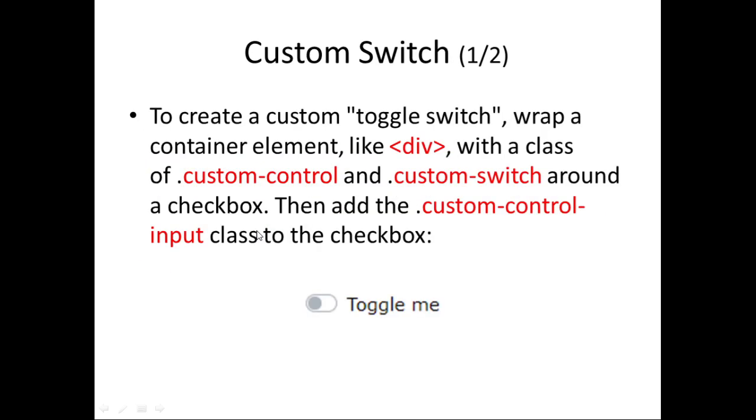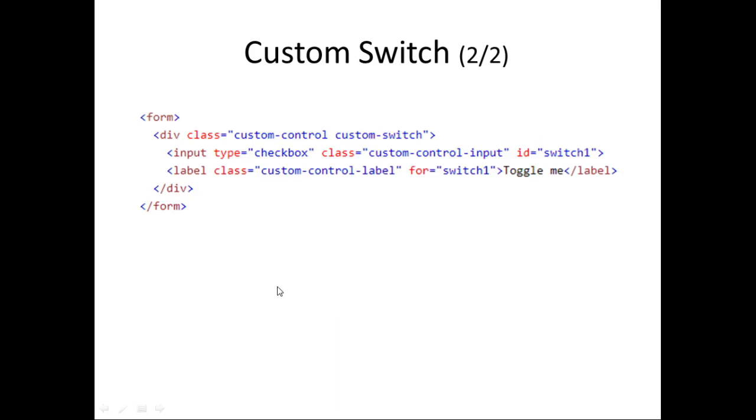For the custom switch, to create a custom toggle switch, wrap a container element like a div again with the classes custom-control and custom-switch around a checkbox. So it is also a checkbox. Then add the custom-control-input class to the checkbox. The appearance will be something like this. It's a switch that goes on and off, that's why it's a toggle switch, or a custom switch.